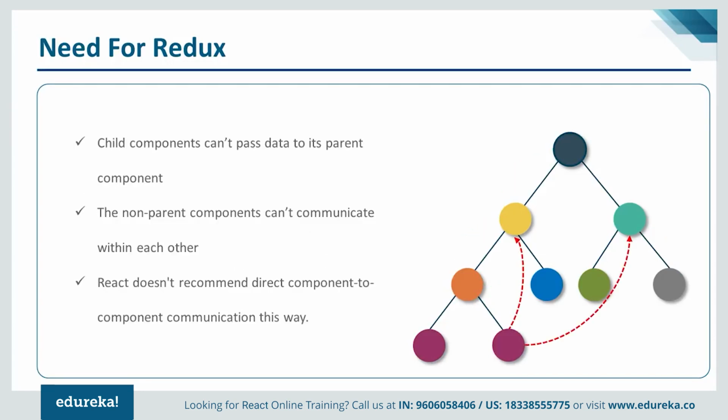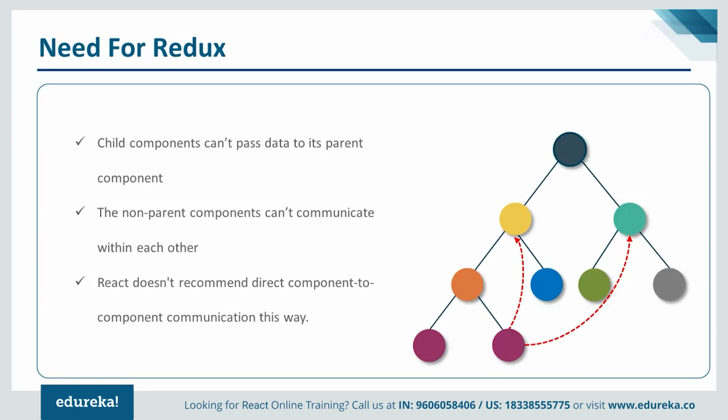One huge implication of one-way, unidirectional data flow is that your data store is not touched by your view at all. So the data is always flowing in a unidirectional fashion, which means child components cannot pass data to their parent component. For example, if this is the child component, its parent is this and its parent is this. Now if this child component wants to send data to its parent, it cannot do so using React.js.